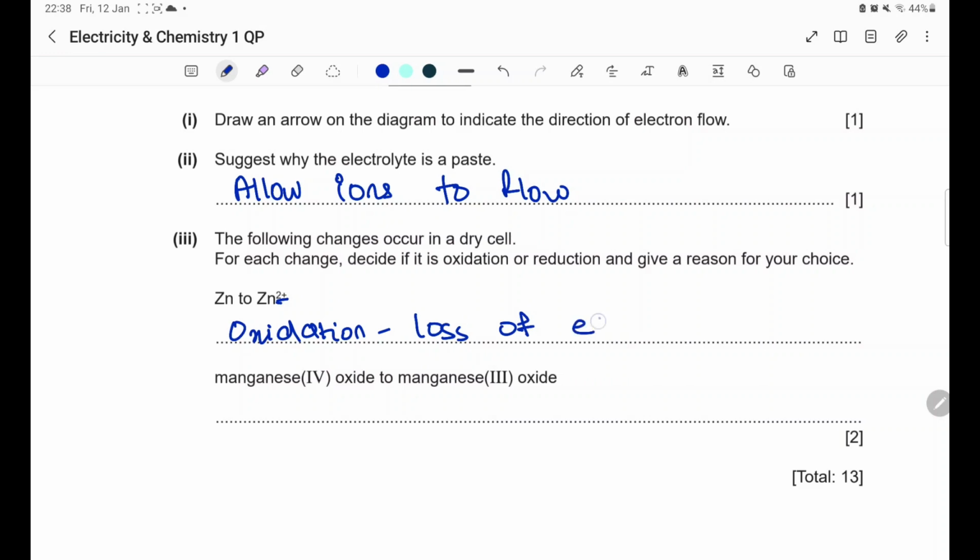They told you to give a reason for your choice. Now manganese(V) oxide to manganese(III). You don't read it like that, obviously, but I'm writing the Roman numerals in normal form. For your information, these numbers represent the oxidation state. And since the oxidation state is decreasing, this is reduction.